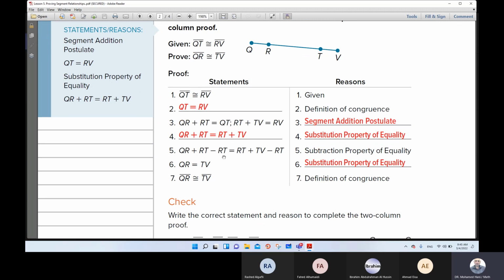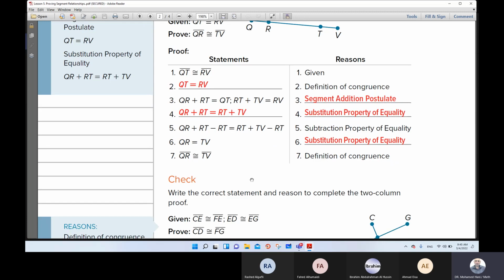So we can remove RT from the two sides, so add the inverse of RT. We can write QR plus RT minus RT, and on the second side, RT plus TV minus RT. This is the subtraction property of equality. Remains on the first side QR and on the second side TV. Substitution property of equality. Then we have segment QR congruent with segment TV, definition of congruence.